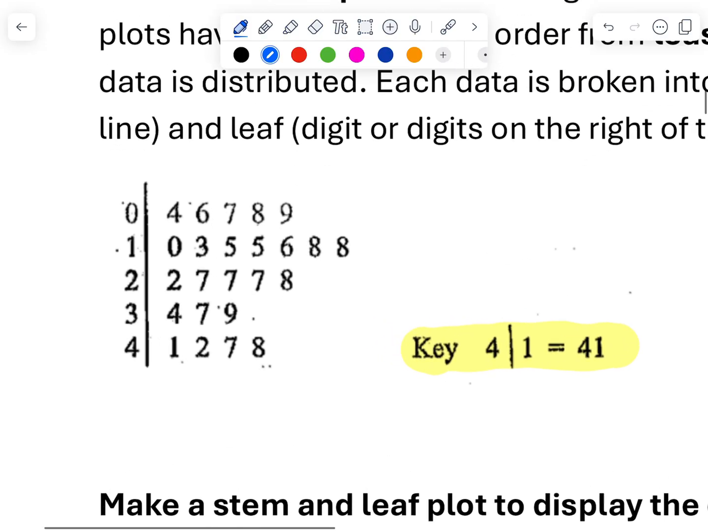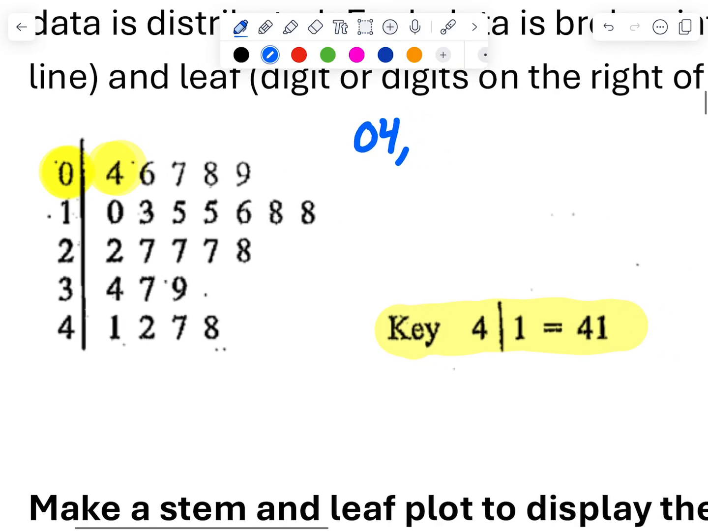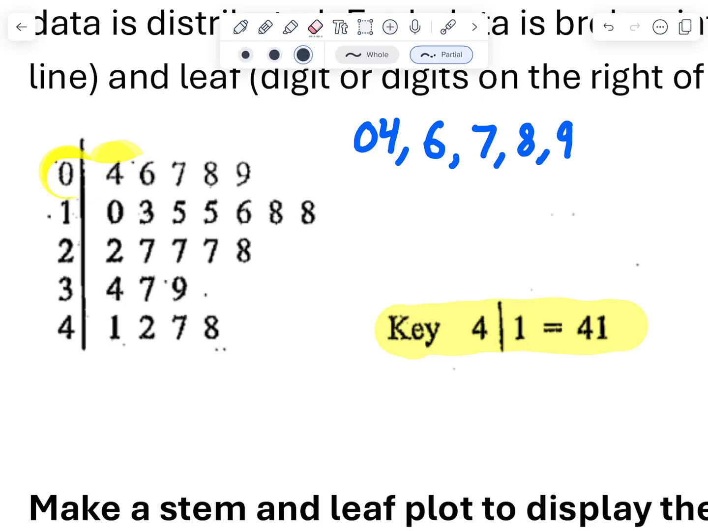So if we look at our actual stem and leaf plot, I have a 0 on the left and a 4 on the right. That would be read as the number 4. Usually when we write the number 4, we don't have the 0 there, but that 0 is there because you have to have something in the stem portion. The next number would be 6, then a 7, 8, and a 9. So that takes care of the first row of data points.